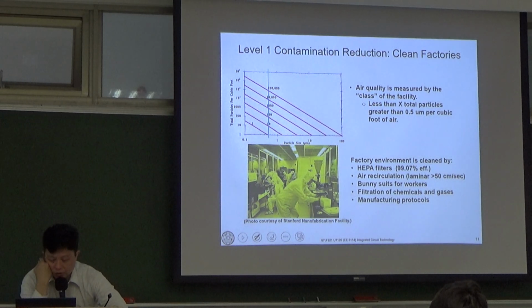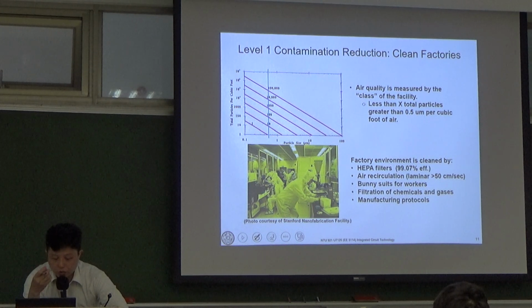So in the last lecture, we also talked about there are different class levels. Like class 1 is the cleanest environment. Usually, when you do the lithography, that has to maintain, let's say, class 1. And here is just the particle size. We use 0.5 micron diameter as the particle size to describe that.